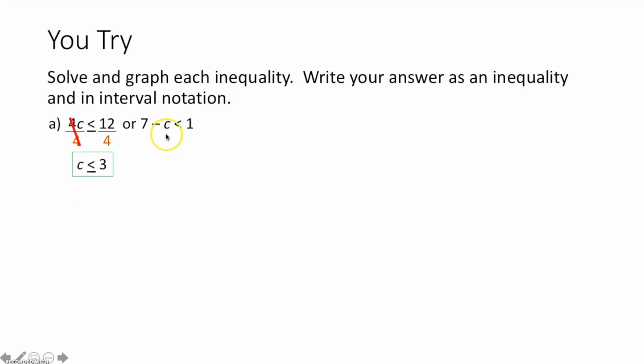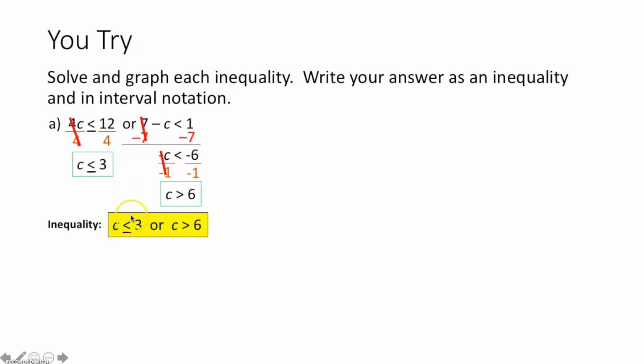On this side, we need to get c by itself. So again, simplify, move, solve. Can we simplify? No. Move our variables to the left. Done. Next, move our constants to the right. So this 7 has to go. How do I do that? Well, it's +7, so I subtract 7 from both sides. That way these cancel out, and I get -c is less than -6. Now to get c by itself, I need to get rid of this negative. So to get rid of that, I divide both sides by -1. That way, these negatives cancel each other out, and I get c over here. On this side, I get 6. And because I divided by a negative number, I must flip my sign. Now to finish, all I have to do is put an or in between these two inequalities, and I'm done.